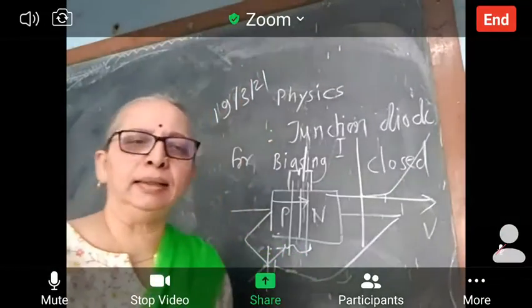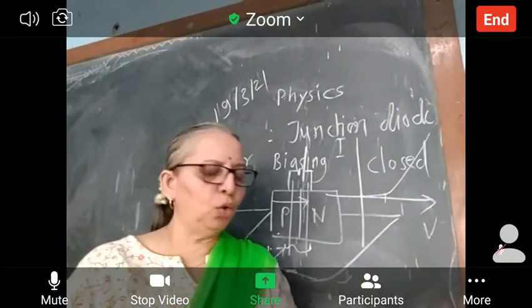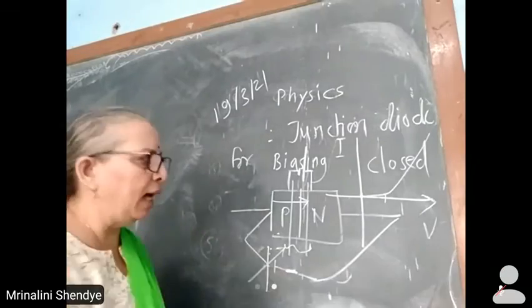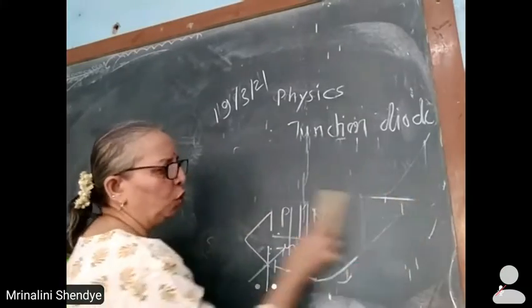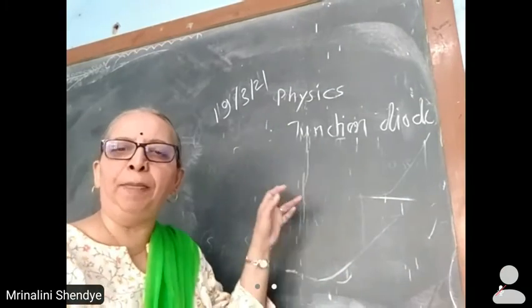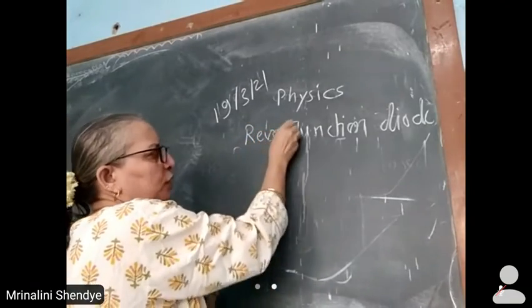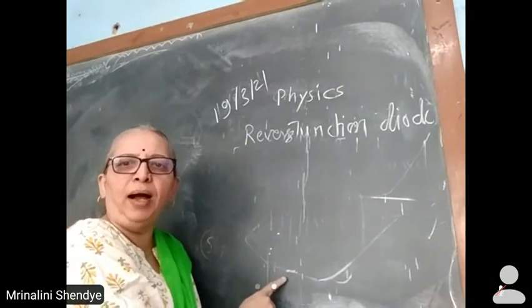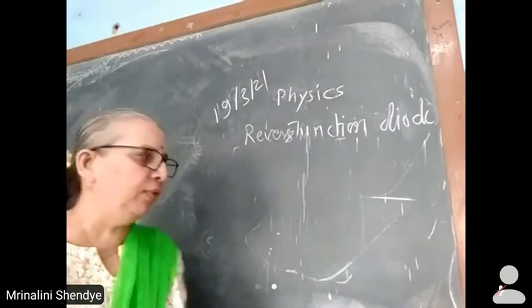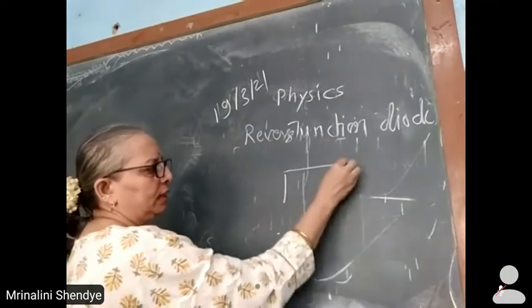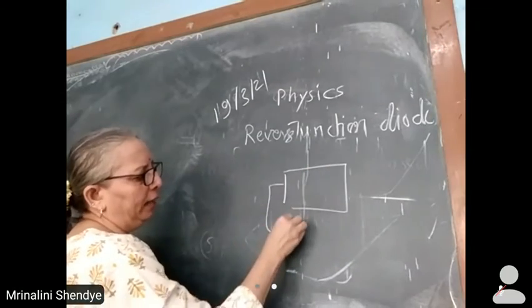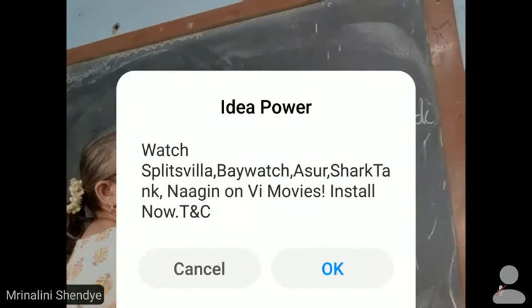And hence it can behave as a closed switch. When the other way, if it is used in external circuits applying reverse bias. Reverse bias means the polarity of applied voltage is reversed. Negative is connected to P type and positive is connected to N type.